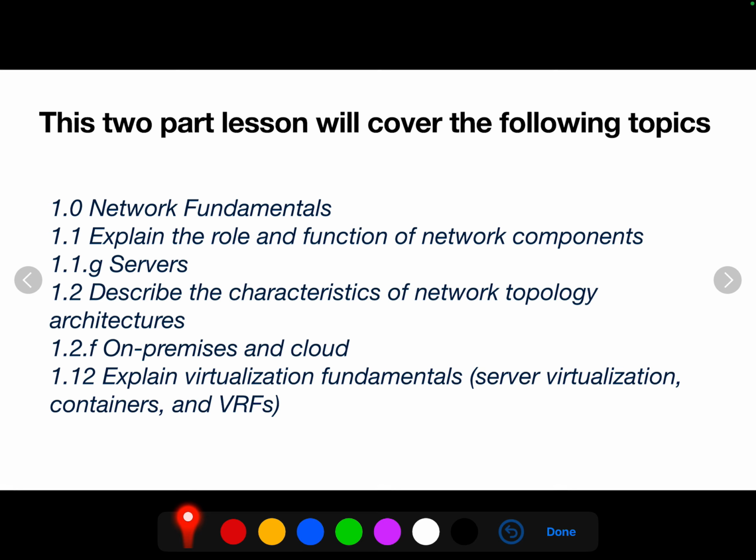And then 1.12, explain virtualization fundamentals: server virtualization, containers, and virtual routing and forwarding instances. So VRFs, virtual routing and forwarding. That's something we'll also be covering. That'll be more in the next video, but we'll be hitting all these topics in this two-part series.